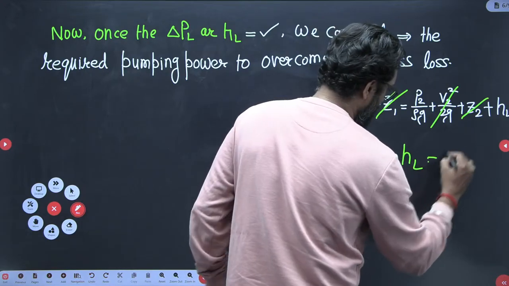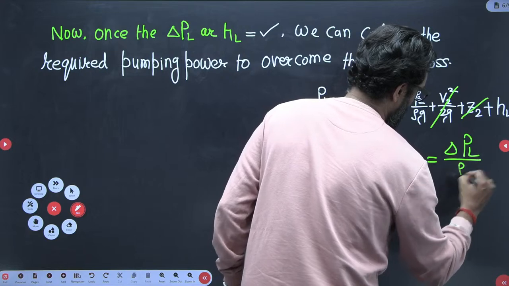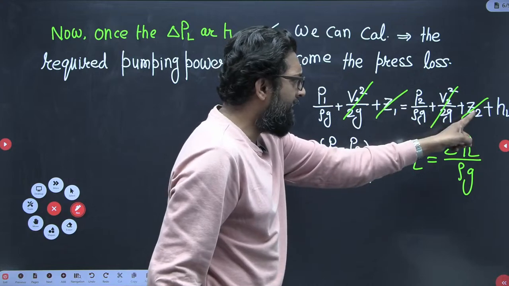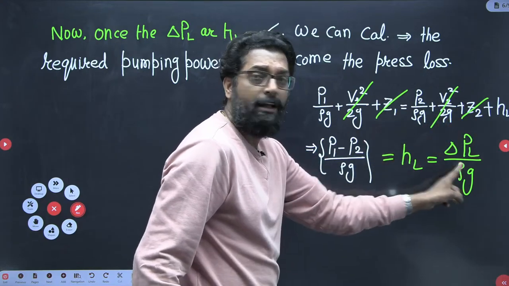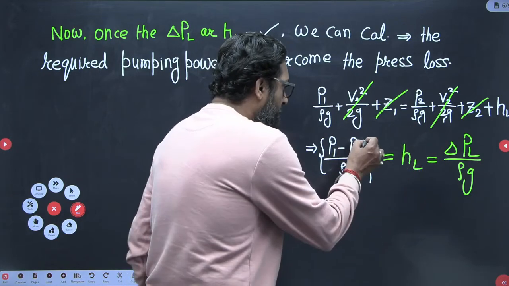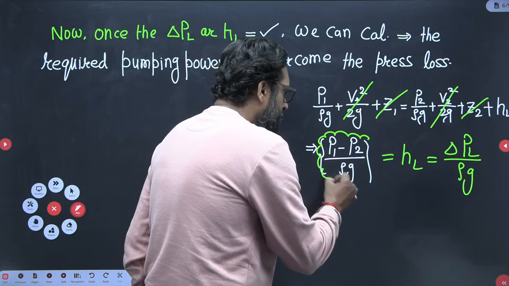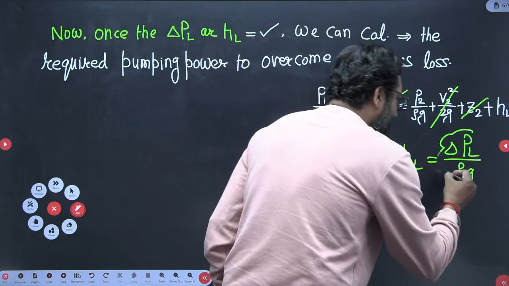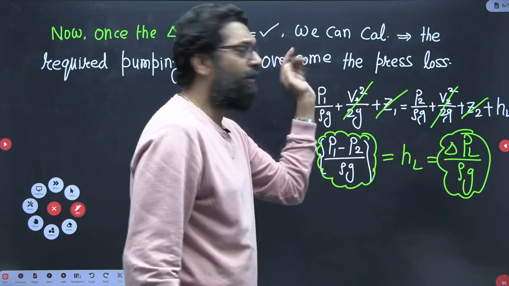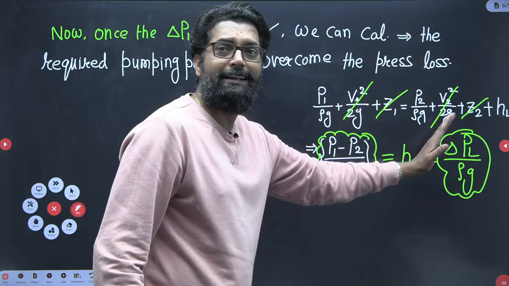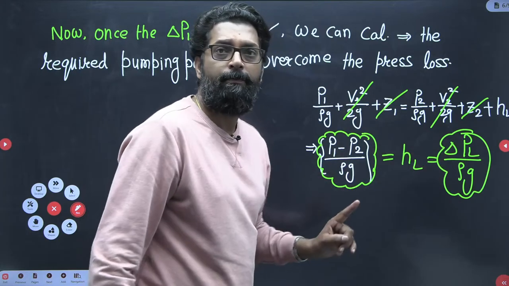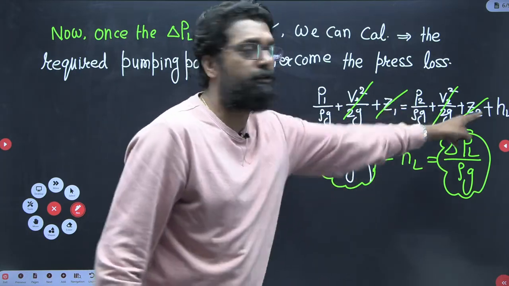And what is the head loss? Pressure loss by rho g. So pressure loss and pressure drop are the same for a horizontal pipe. But if there is an inclined pipe, the Z1 and Z2 factors are there, so in that case they are not equal. This is the drop in pressure head, and this is the loss in pressure head. They are the same when the pipe is horizontal, but when the pipe is in any other position, the pressure drop and pressure loss are not the same. Why? Because the Z effect is also there.